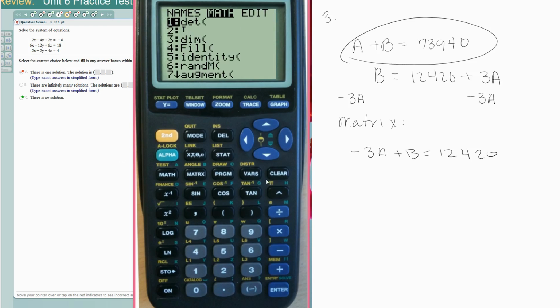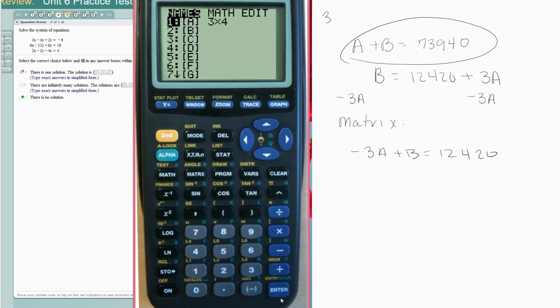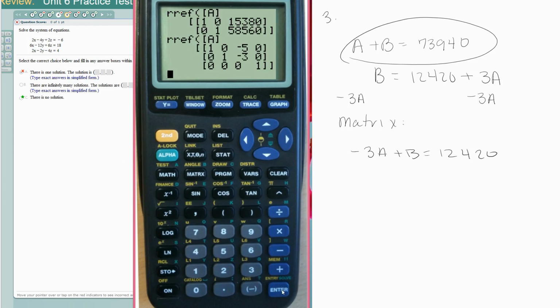You'll go to your matrix, math, under RREF, matrix A. Okay, now, just like one we saw earlier, what number 2, this bottom line says 0, 0, 0, 1. And that would be like 0x plus 0y plus 0z equaling the number 1, which doesn't make sense. And so that tells you there's going to be no solution. Now, something to keep in mind, if it had been all zeros across the bottom line, that's when you have infinitely many solutions.